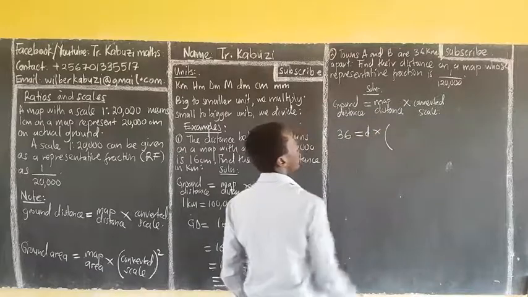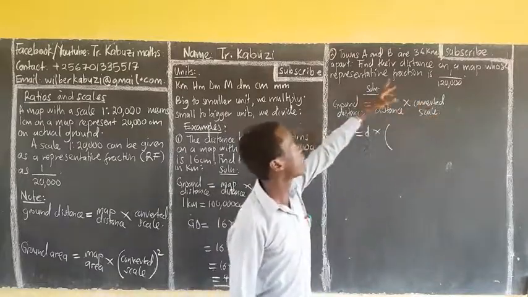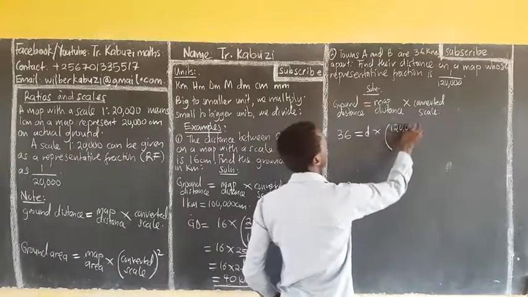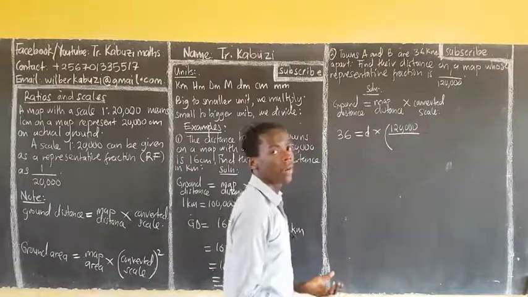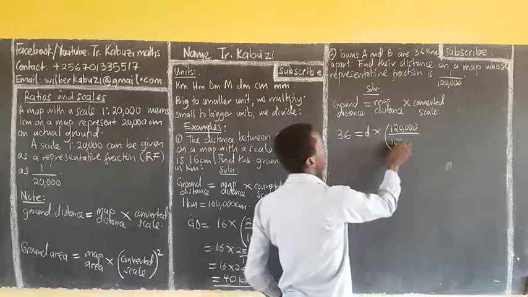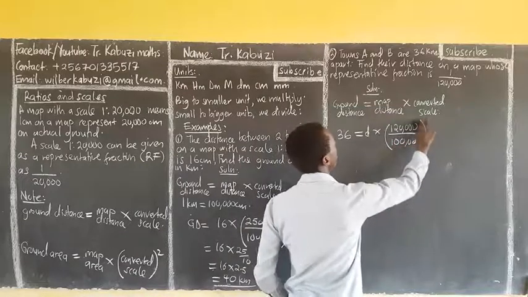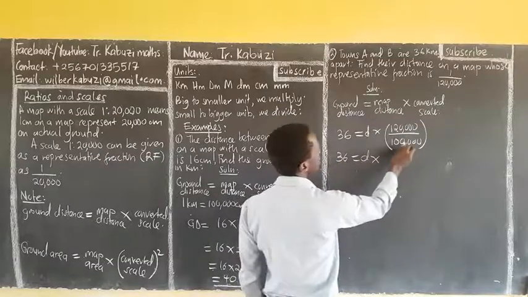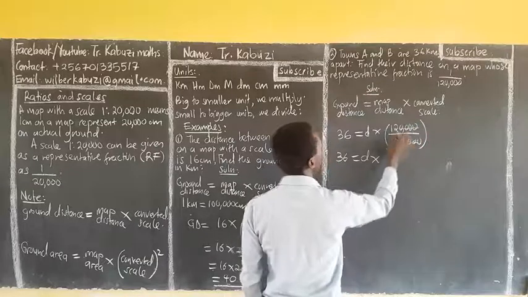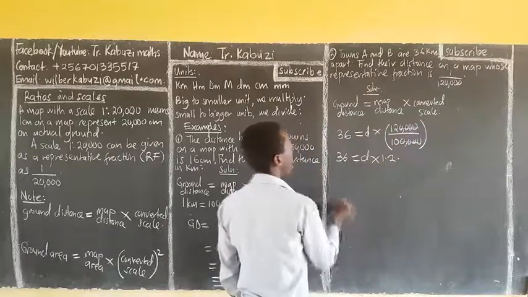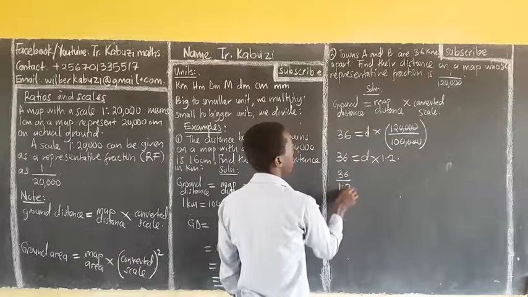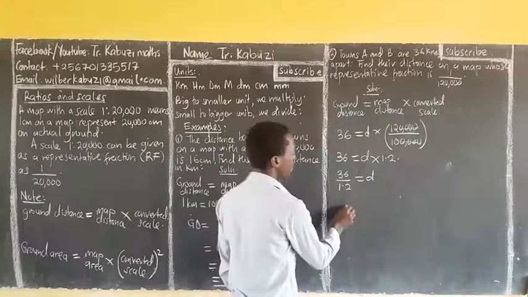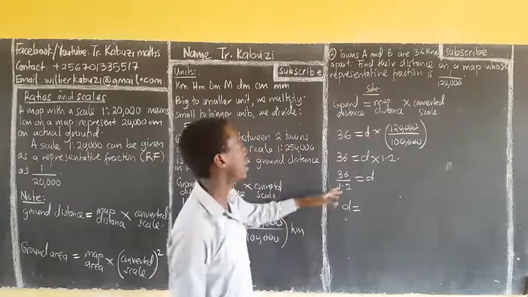Then times the converted scale. Because we are dealing with kilometers and centimeters, I'll get the scale, which is 120,000, and divide it by what 1 kilometer is in centimeters, which is 100,000. So 36 equals D times, you see these 4 zeros will go, so here I'll be having 1.2. So now 36 divided by 1.2 will give me D, if you divide both sides.